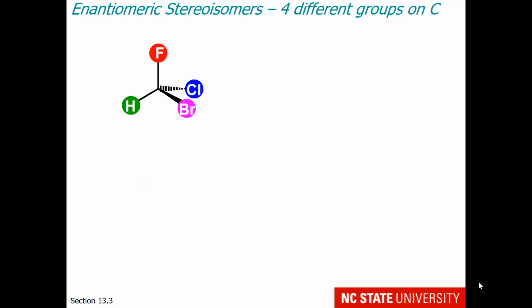So how do you find enantiomeric stereoisomers, which are chiral? One way is to have 4 different groups on carbon. Now, first off, carbon's in the middle, and we have 4 different groups around it: a hydrogen, fluorine, chlorine, and bromine. This would be a very difficult molecule to synthesize, but it's a simple place to start.